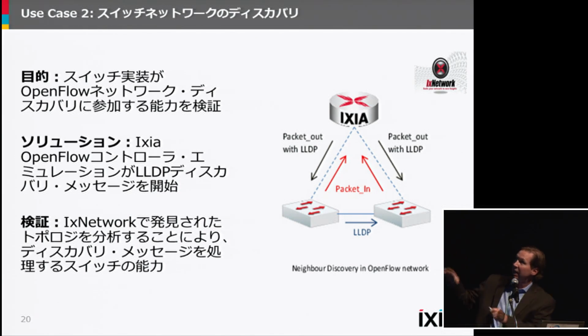when Ixia emulates a controller, we can do very advanced features like testing discovery. And again, testing of discovery is a very important component because this is how the controller learns the network topology. So it can process these, propagate LLDP, and ensure the device is properly handling the LLDP so the controller can learn the network topology.